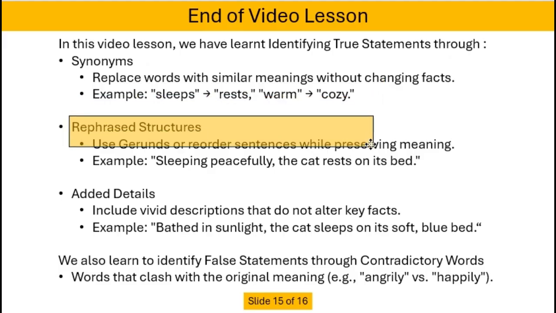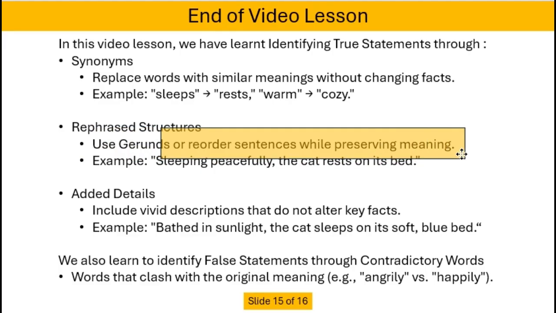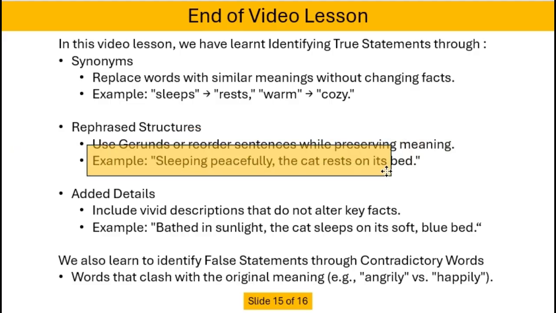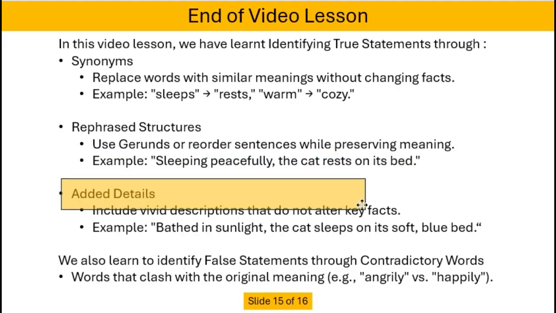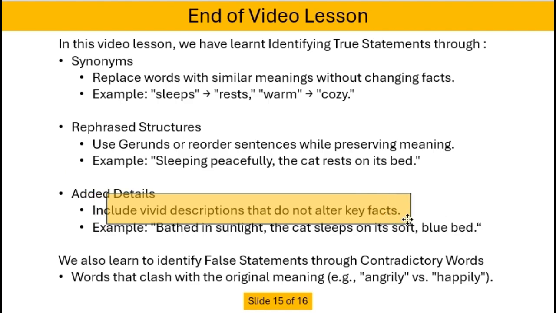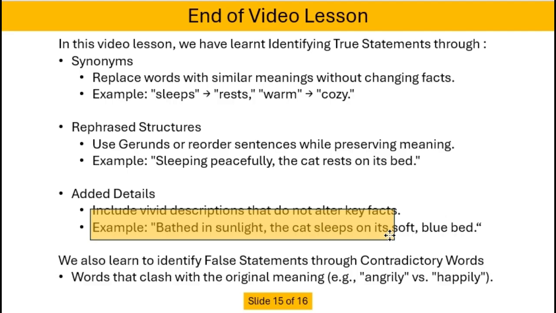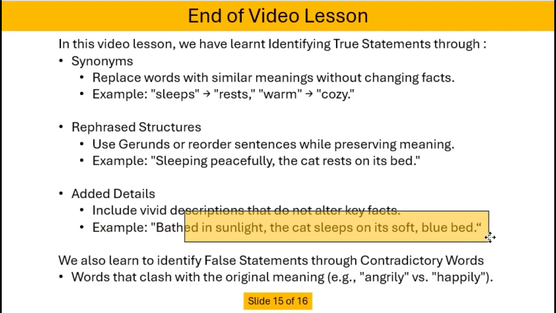Rephrased structures. We use gerunds or reorder sentences while preserving the meaning. For example, sleeping peacefully, the cat rests on its bed. Added details. These include vivid descriptions that do not alter key facts. For example, bathed in sunlight, the cat sleeps on its soft blue bed.